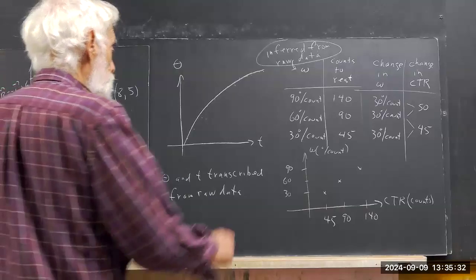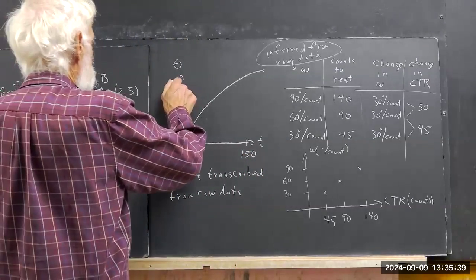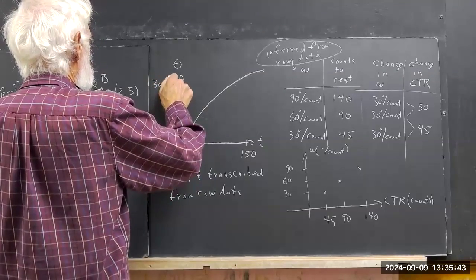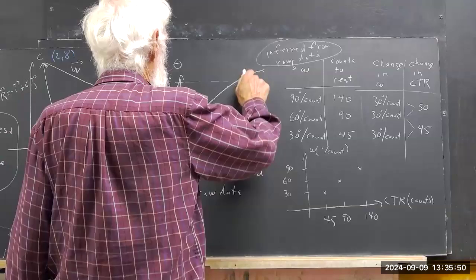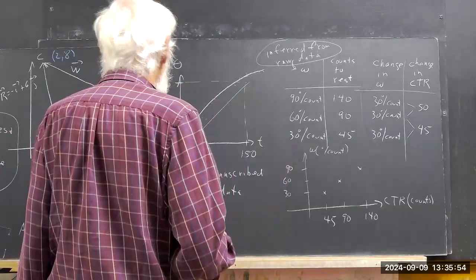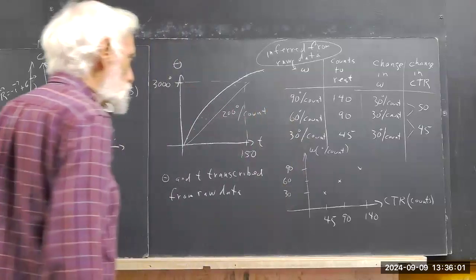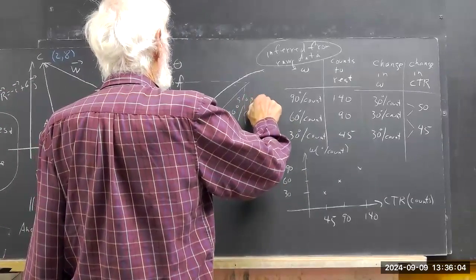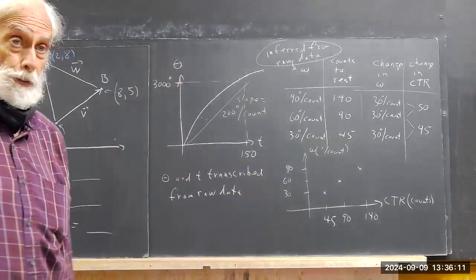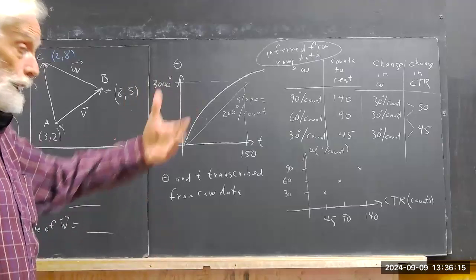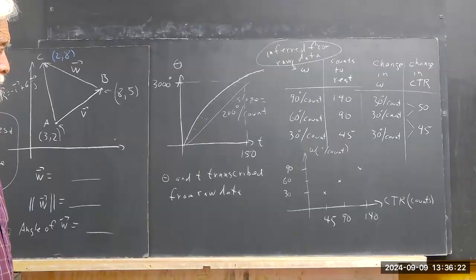Well, if your time here is 150 counts, and your theta here is 3,000 degrees, then, just for example, the start of this line here would be 200 degrees per count. I mean, that's kind of a reference slope, right? Because the rise is 3,000 degrees, the run is 150 counts. You divide that out, and I think you get 200. No, actually, that's probably really wrong. You get 20.